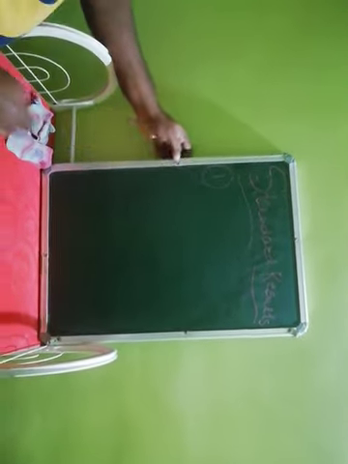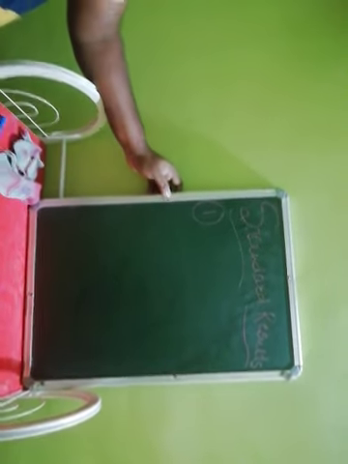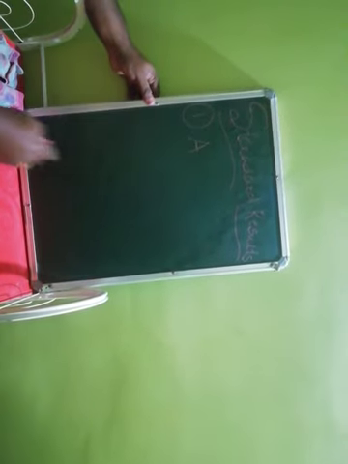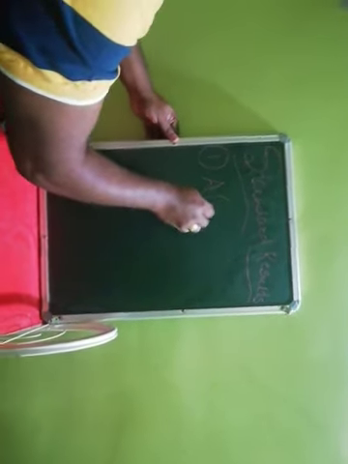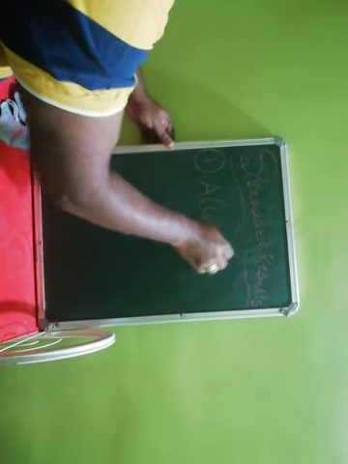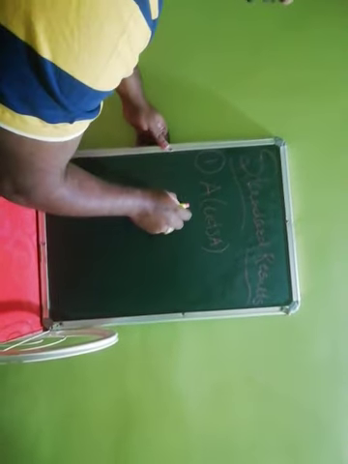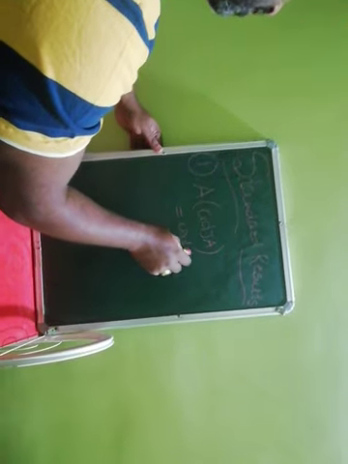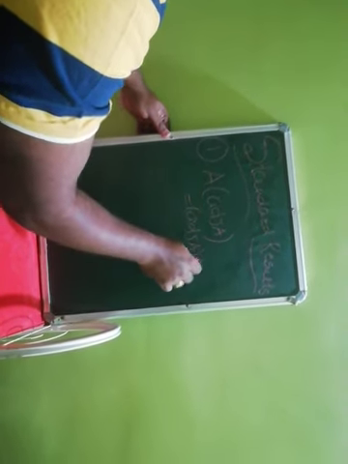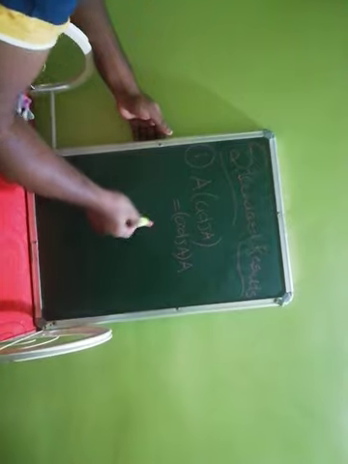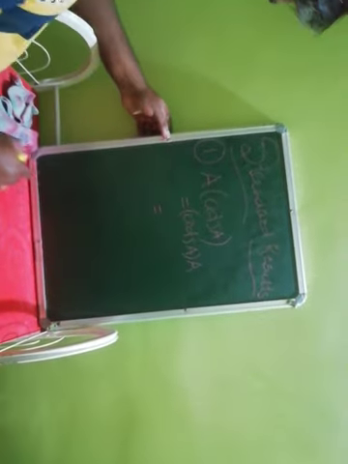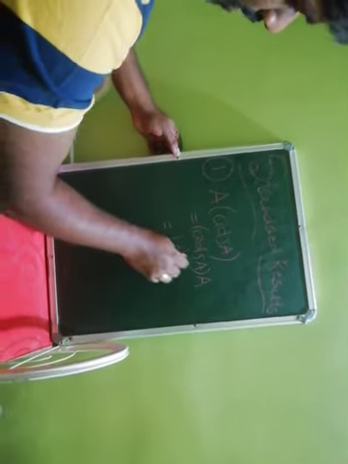The first result is: if A is any square matrix of order n, then the value of the matrix A into the adjoint of A, or the adjoint of A into the matrix A, is equal to the determinant of A into I.